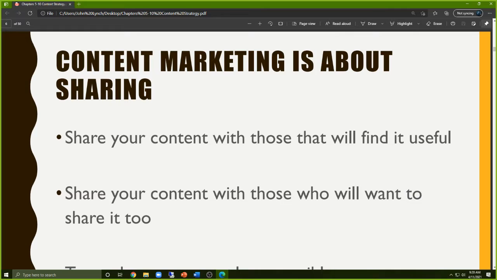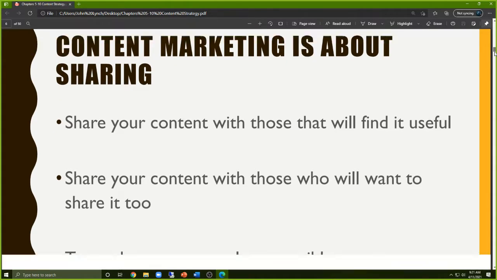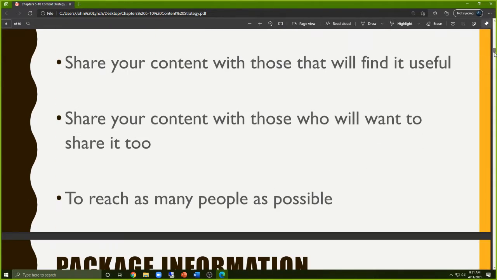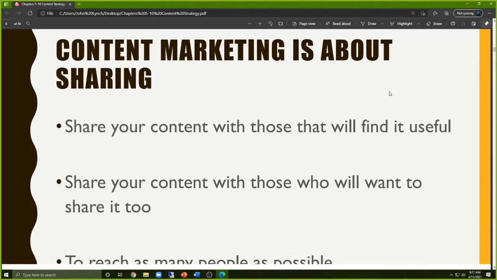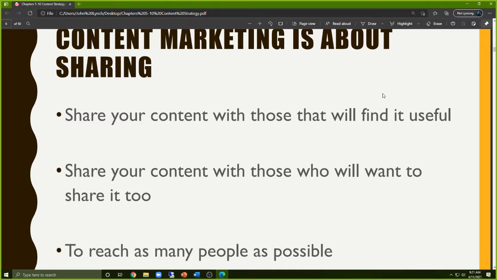So our content marketing is all about our sharing of, as we said earlier, our intellectual property, but essentially of what our content and brand is about. This third bullet point is reiterating what we already know: we want to reach as many people as possible. But at the same time, we want to make sure that we're really hitting the nail on the head for the customers that we pick, right?